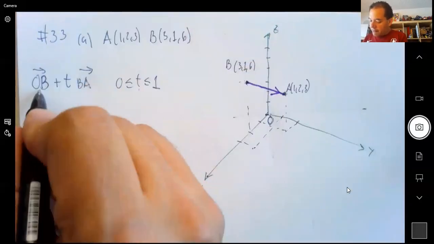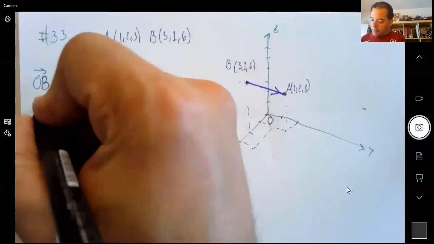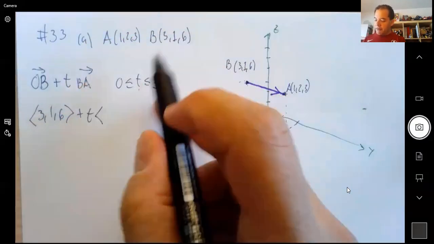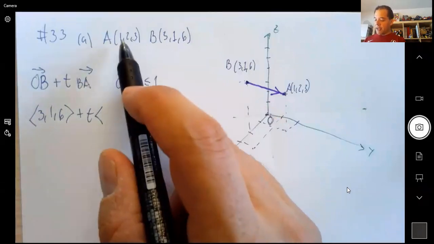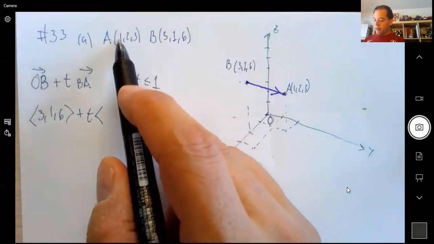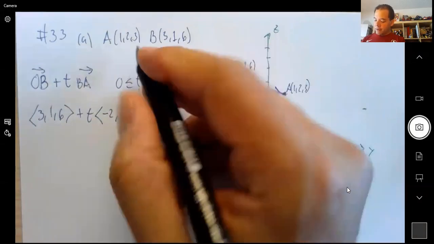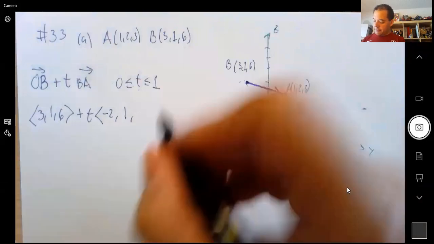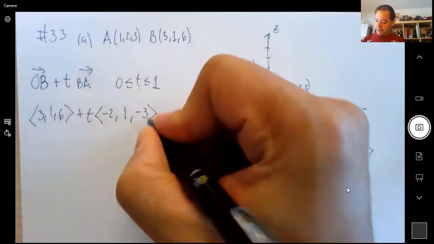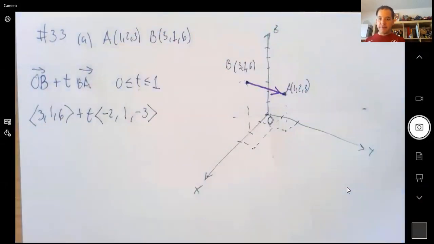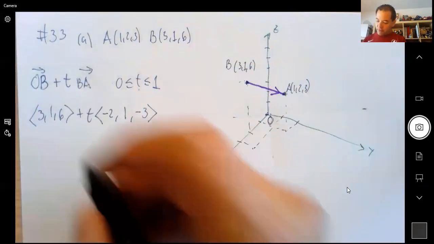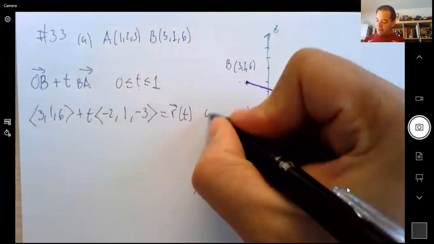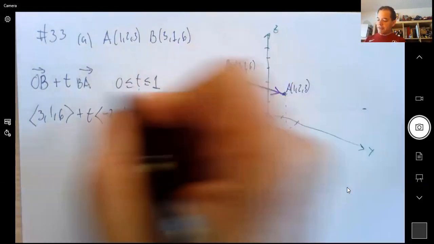So you're just going to have to write it. What is the vector OB? The vector OB is 3, 1, 6. And what is the vector BA? Remember, it's always the head minus tail. So it will be 1 minus 3, 2 minus 1, and 3 minus 6. And that's it. This is your r of t. This is your vector equation between 0 and 1. It parameterizes the line segment.